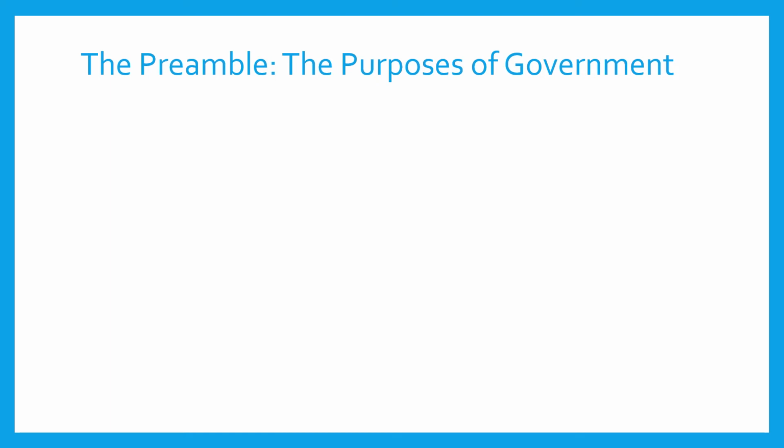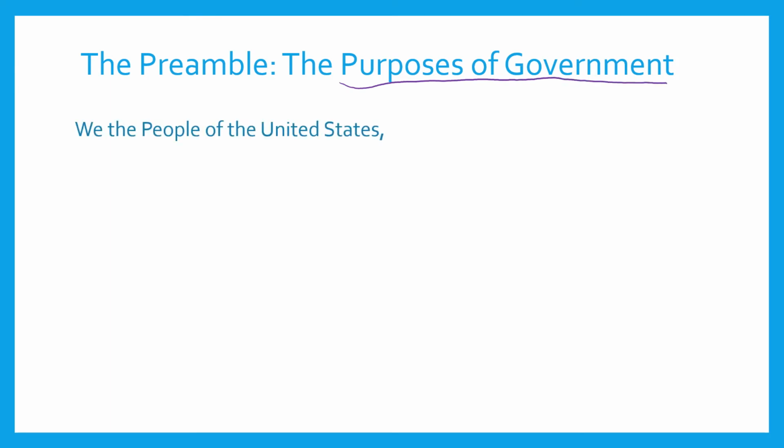So here we're going to take a look at the preamble. The purpose of the preamble is to say why we have a government. What is the purpose of our government? So it starts off, we the people. When you see we the people, you think who's in charge, who holds the power? It's the people. That is that whole social contract thing we keep talking about.